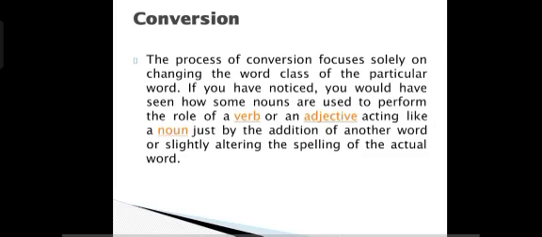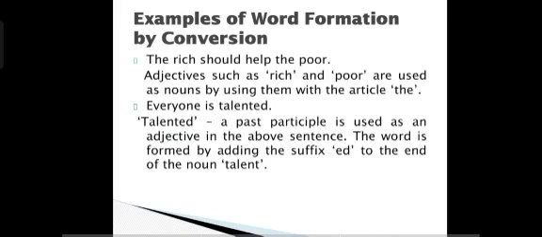So there are some conversions. Noun can be changed into verb, and verb can be converted to adjective or adverb. So that's called a conversion. So let's see some examples of word formation by conversion. The rich should help the poor. Adjectives such as rich and poor are used as nouns by using them with the article there. So everyone is talented. Talented, a past participle, is used as an adjective in the above sentence.